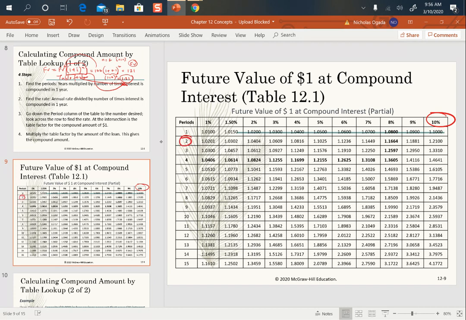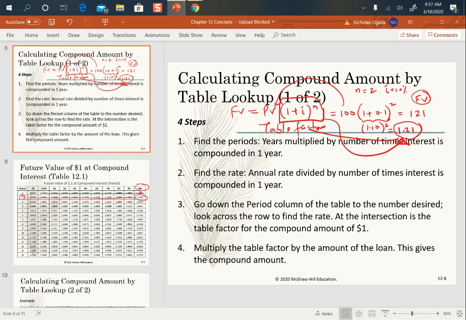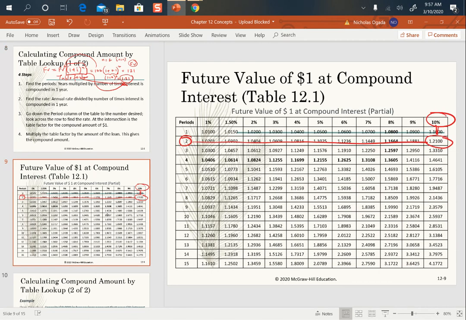So you look for 2 years and you look for 10%, and you just walk it to the line where the two intersect, which is that. That becomes the table factor. Again, you can see here the table factor is 1.21, which is the same thing I have here, 1.21. So you take the table factor and multiply it with the present value, and that will give you the future value.